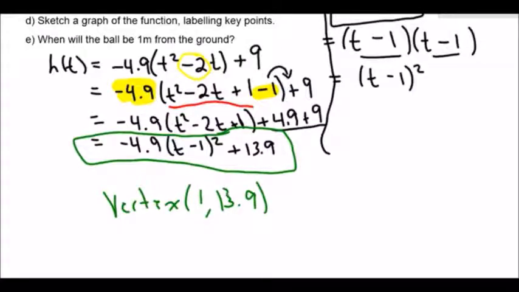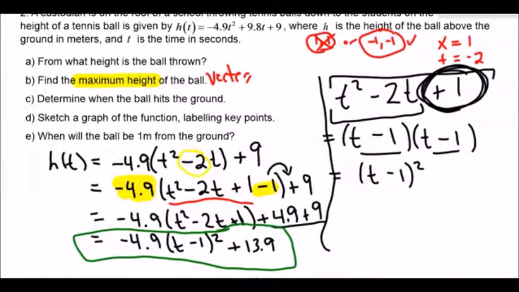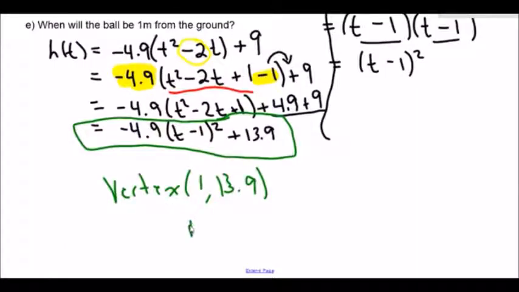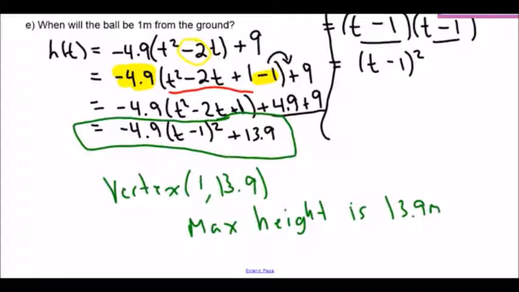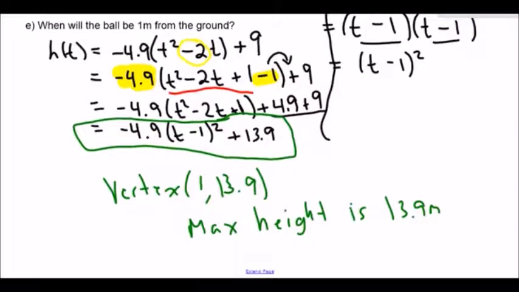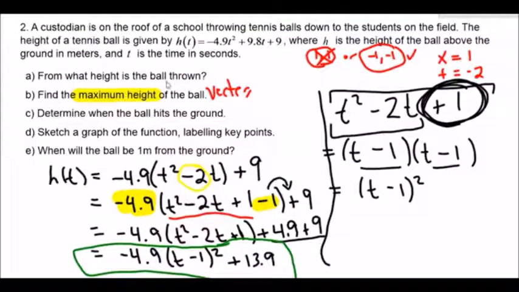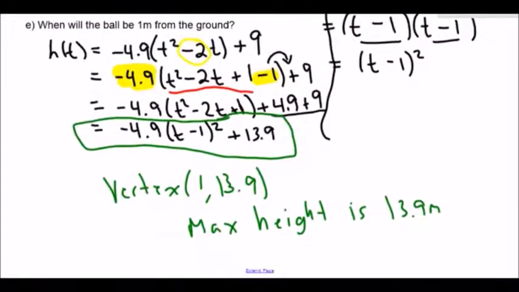There's the vertex. So the question was, what is the maximum height? And now I know that the maximum height is 13.9 meters above the ground. Okay, so we've done B. Now I have to determine when the ball hits the ground. Okay, so let me go to the next page.